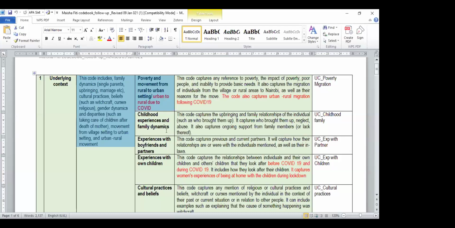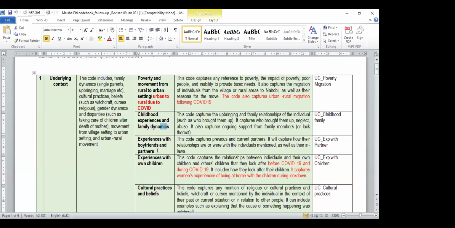Then, within the underlying context, you may also have childhood experiences as another sub-theme. Similarly to the first one, you also explain what it means, what you want to capture when you're talking about a sub-theme relating to childhood experiences and family dynamics. This code captures the upbringing and family relationships of the individual, such as how they were brought up, perhaps some were orphaned or had a single parent. So it captures who brought them up, if they experienced neglect and abuse. It also captures the ongoing support from the family, depending on if it is available.